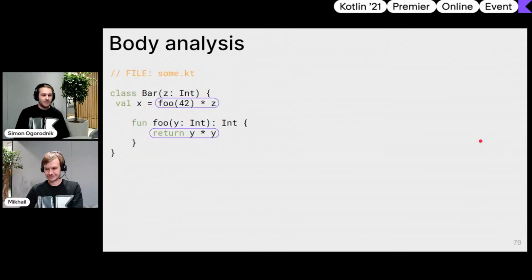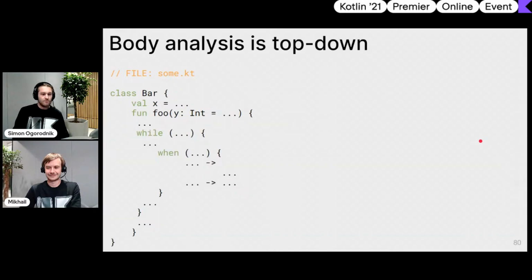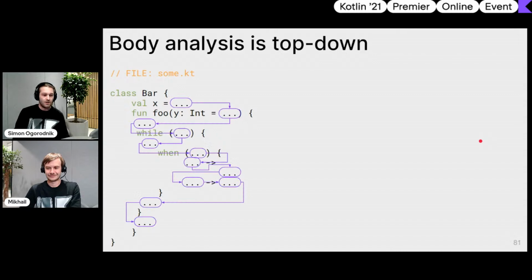Well, body analysis is the analysis part that's responsible for analyzing all bodies, including property initializers, including bodies of the functions, including anonymous initializers within classes, everything where expressions can be found. So it is just a top-down pass over our code, one block at a time.